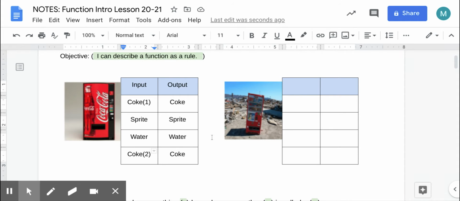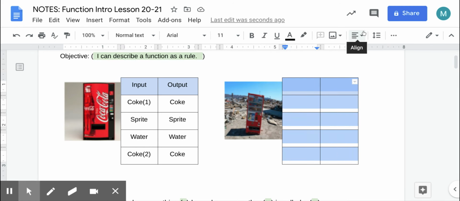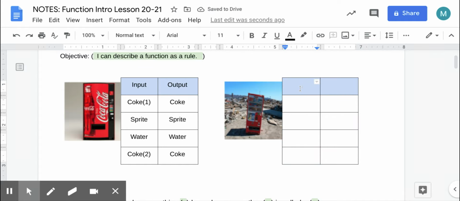Now, the way I kind of introduce this thinking is let's go on a field trip. Let's pretend we're on the bus ride to the field trip and our bus breaks down in the middle of nowhere. So we're in the middle of a desert, not sure what's happening. It's super hot because the bus doesn't have air conditioning. We happen to see a janky looking Coke machine. So we're going to test it out.